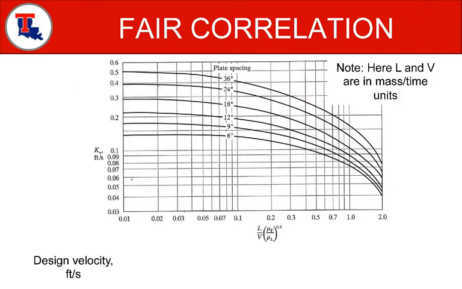In this chart, you see K. This is the constant we need to read, and that's on the y-axis. On the x-axis, this is the flow parameter. Why is this a flow parameter? Because this L and V are in units of mass per time.